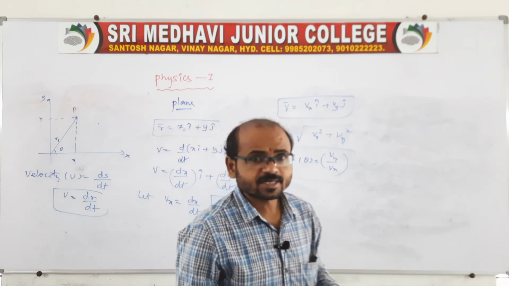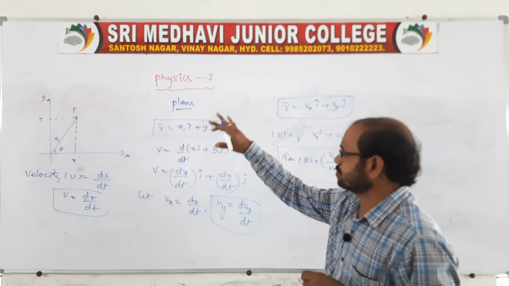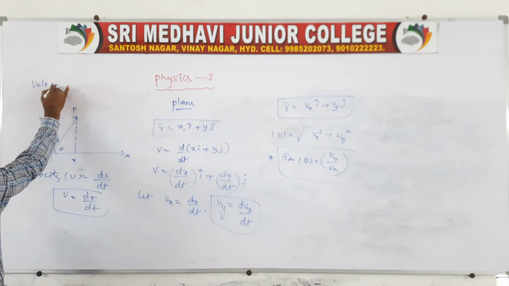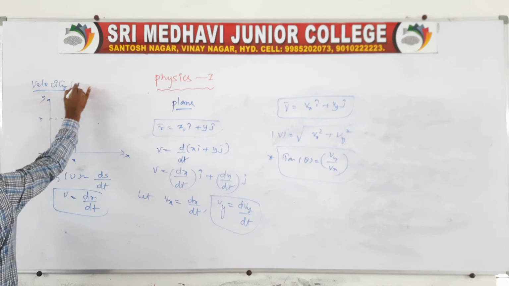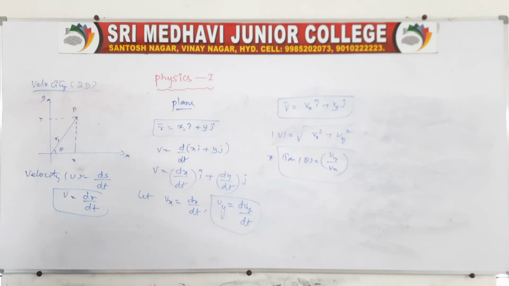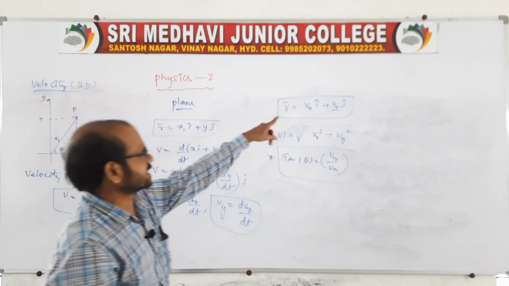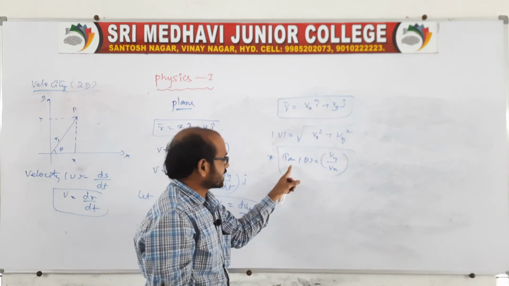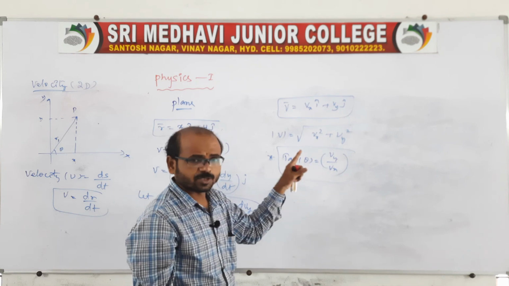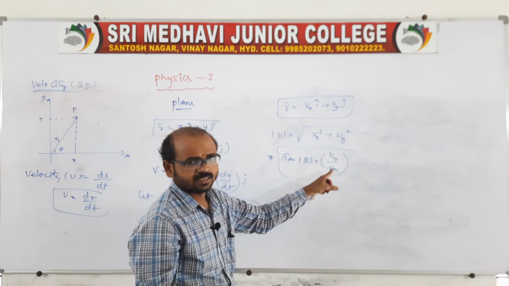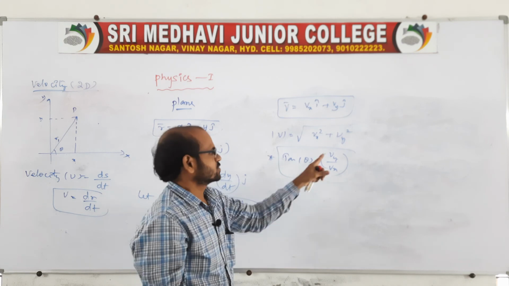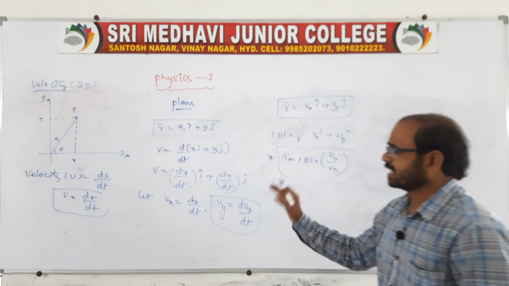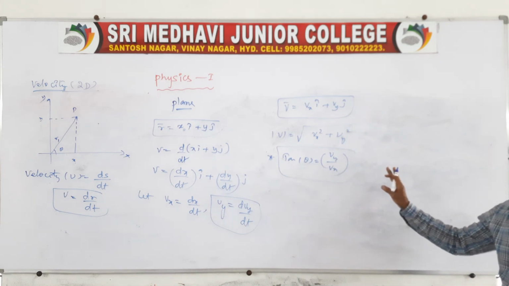So this is related to velocity in case of a motion in a plane, or in two dimensions. We can define it like this: velocity v is equal to vx i cap plus vy j cap. The magnitude will be the square root of vx square plus vy square. And tan theta, the angle made by that vector, will be vy by vx, because it is opposite by adjacent. So in case of a plane, the velocity is defined like this.